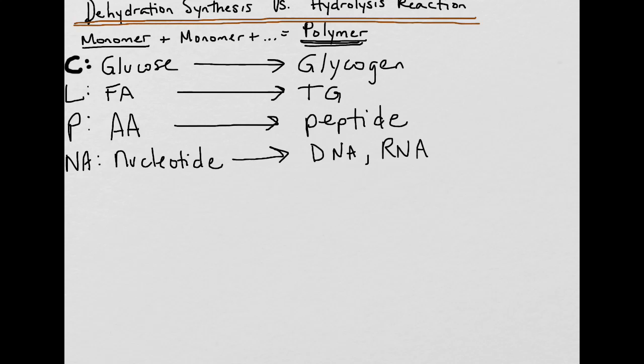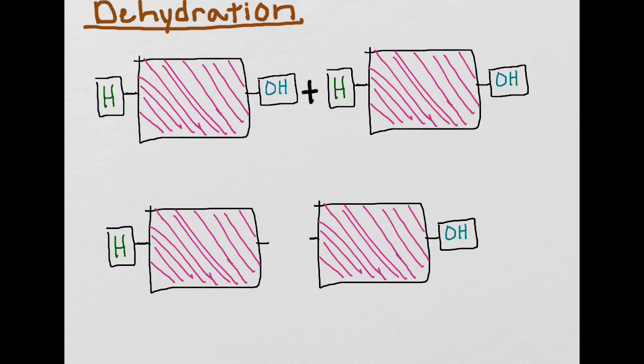Okay, so now what we want to look at is kind of a quick look at the chemical process that hooks these monomers together, and then the process that breaks down the polymer into the monomer. Okay, so go to the next page here. All right, so we're going to start with dehydration. In dehydration, we are going to connect monomers together to make a polymer. So this guy right here and this guy right here are my 2 monomers.